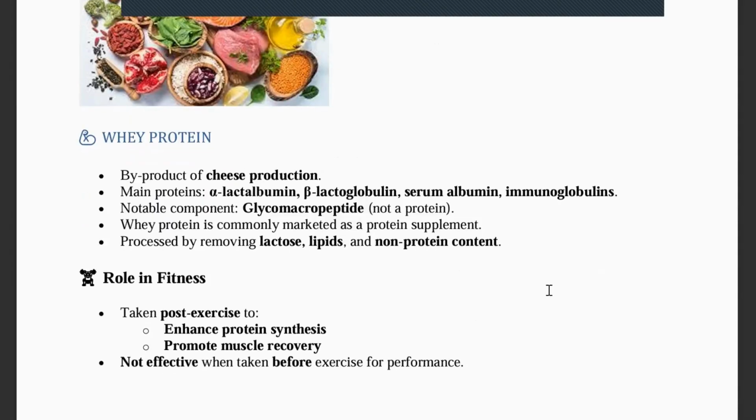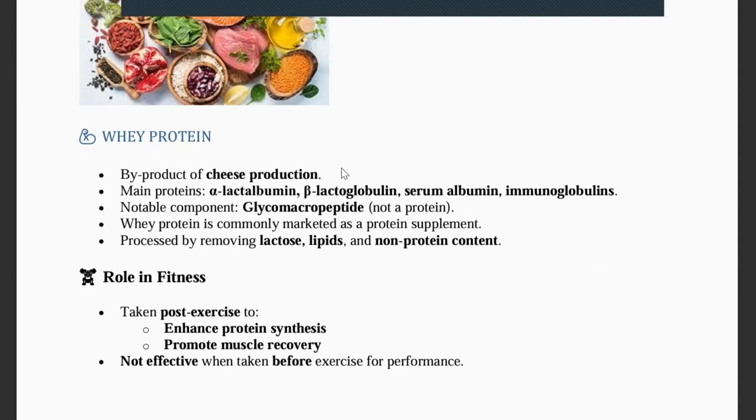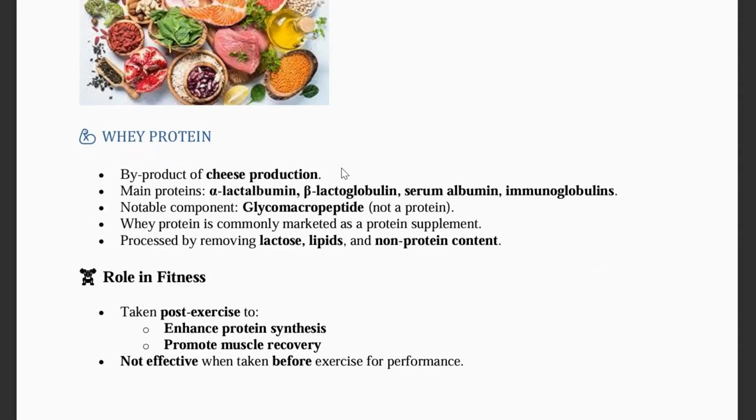What do you mean by whey protein? It is a byproduct of cheese production. Main proteins present in the whey protein are alpha lactalbumin, beta lactalbumin, serum albumin and immunoglobulins. These are the four main proteins you have to write in the exam. A notable component is glycomacropeptide, which is not a protein, but it is present in the whey protein.